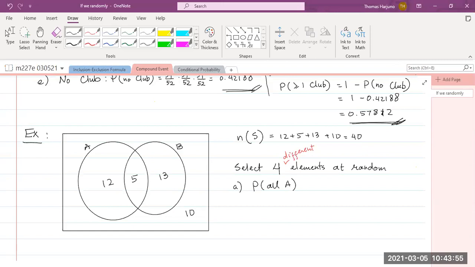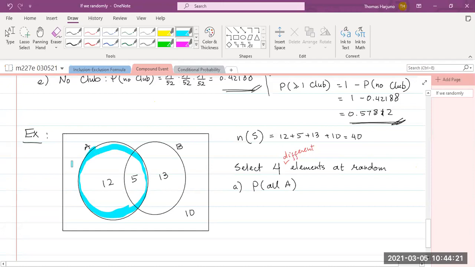No, we have 12 elements in A only, but we have more than that. We have 17. That's right. We have 17 elements in A, 12 of them only in A. So the way we see this Venn diagram is that the number of elements in A is the number of elements in that circle A. That's how we get that 17. There are 17 elements in A, 12 of them not in B.